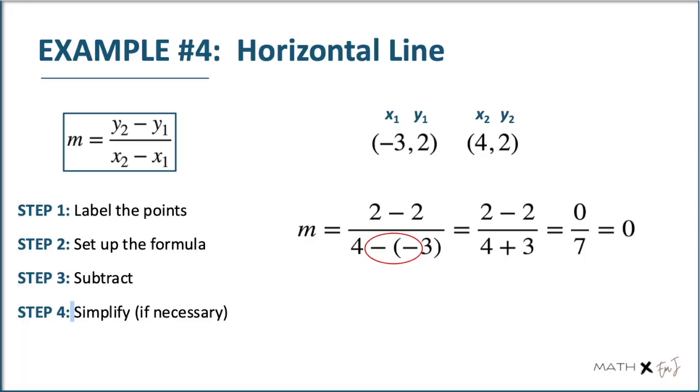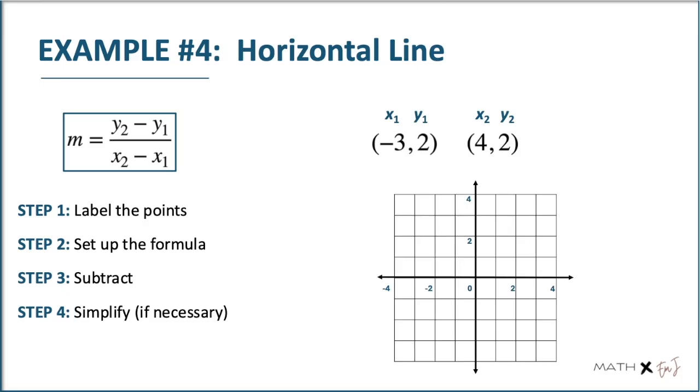We can also double check that we do in fact have a horizontal line by graphing these 2 points. (-3, 2) and (4, 2). If we draw a line connecting the points, you'll see that we do in fact have a horizontal line.